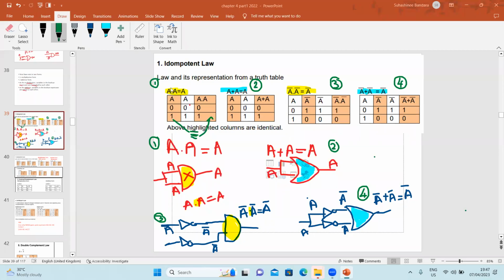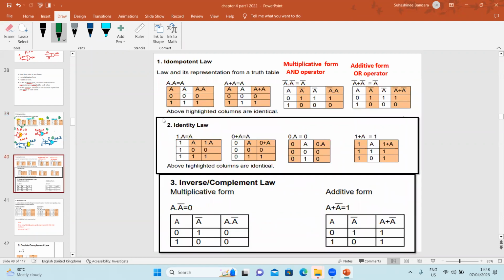So now you can see the multiplicative form, there are AND gates. Then additive form, there are OR gates. So multiplicative forms are based on the AND gate and additive forms are based on the OR gate. So you should know that properly. Okay, so next law is identity law. We'll draw the diagram for that also.